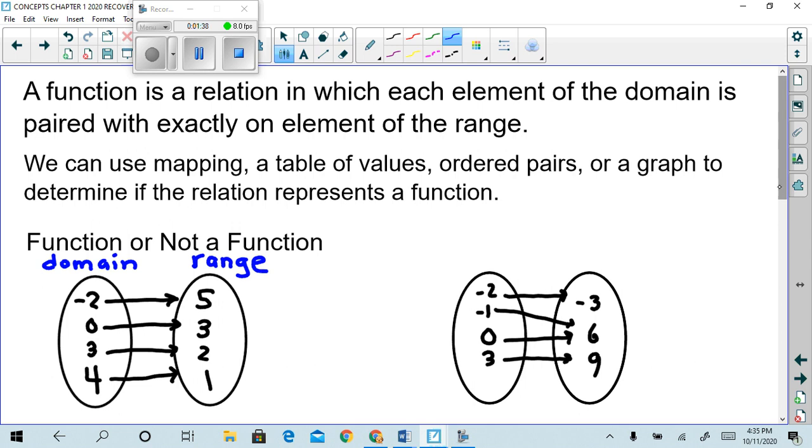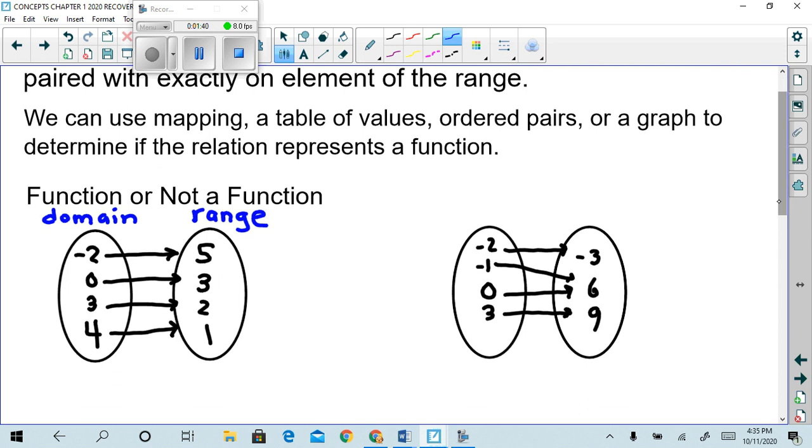Well, again, we talked last time about writing them as ordered pairs as well, and I'm recognizing in mapping it's telling me that -2 is paired with 3, 0 is paired with 5, 0 is paired with 3, 3 is paired with 2, and 4 is paired with 1. So that's my first relation. Is it a function? Yes. Every input value only goes to one output. Let's look at a second example.